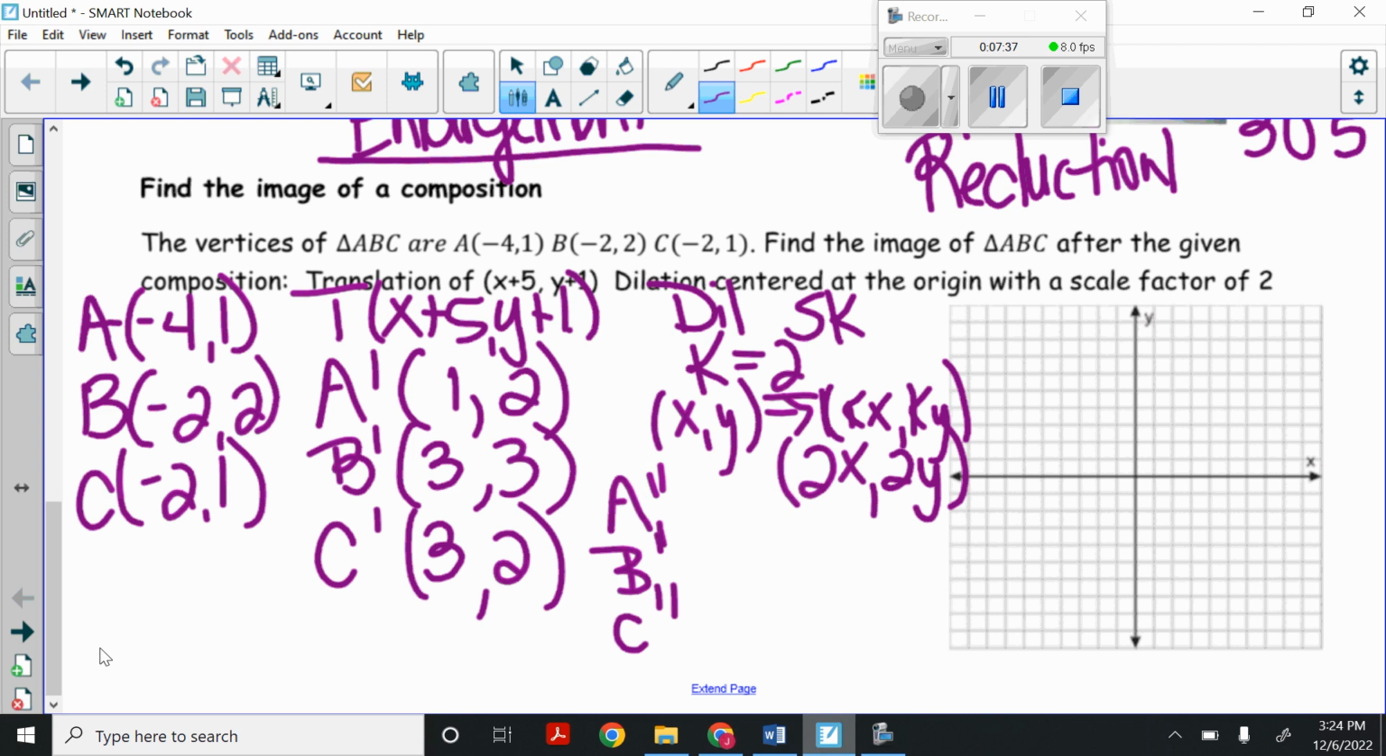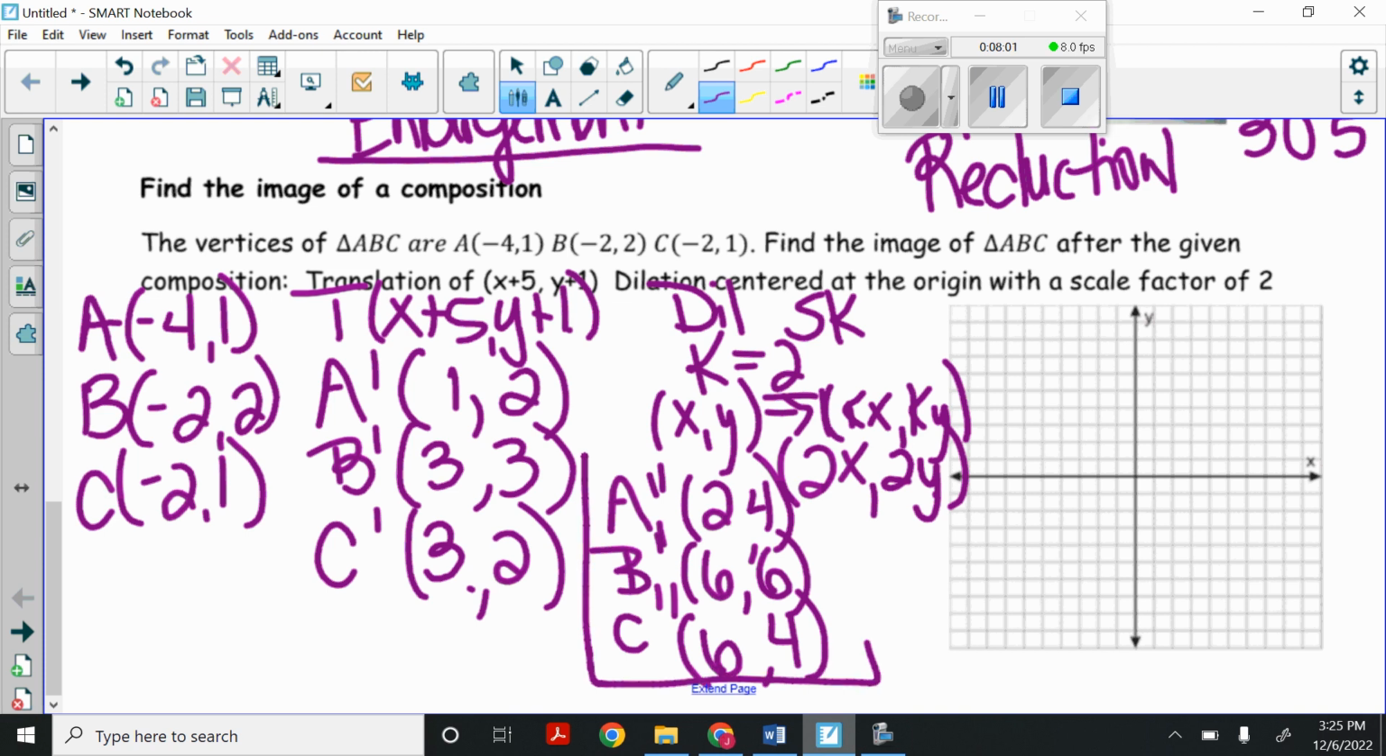So I'm going back to A prime now. x was 1. I need to multiply that by 2. So 2 times 1 is 2. I multiply y by 2. 2 times 2 is 4. Now I go to B prime. 3 times 2 is 6. 3 times 2 is 6. So B double prime is (6, 6). C prime, multiply both of these by 2. So 3 times 2 is 6. 2 times 2 is 4. So that is the new image after both of these.